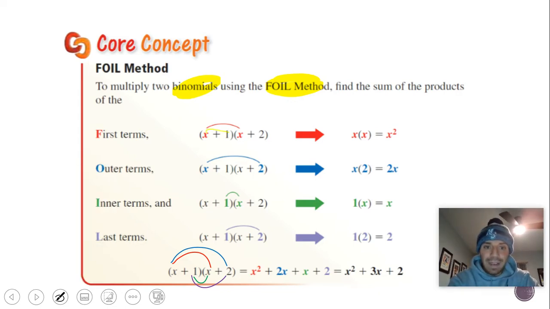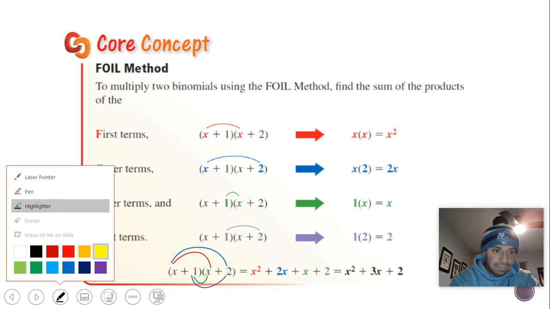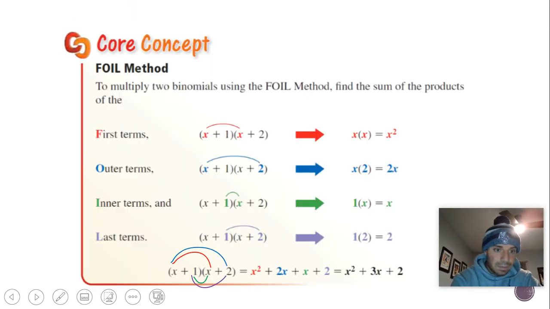Notice that we have a binomial times another binomial here. For the F, we're multiplying the first term in each binomial together. The O stands for outer terms. So we're multiplying the two outer terms together, in this case, the x and the 2. You see that x times x is equal to x squared. x times 2 is equal to 2x.